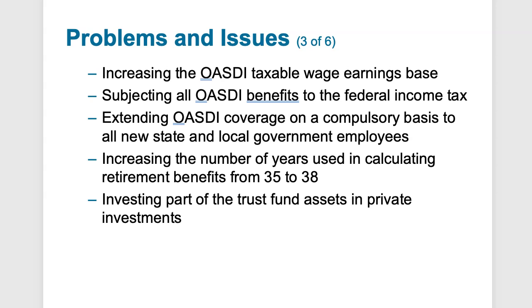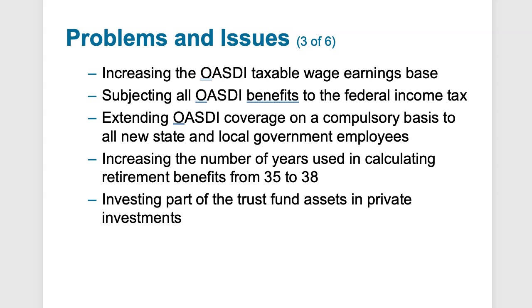Increasing the number of years used to calculate retirement benefits from 35 to 38. So I guess right now they take your 35 largest wage earning years to calculate your retirement benefit. If they increase that to 38, that will theoretically lower the amount of benefits you'd receive, because that would include 3 more years of either 0 or lower earning years.